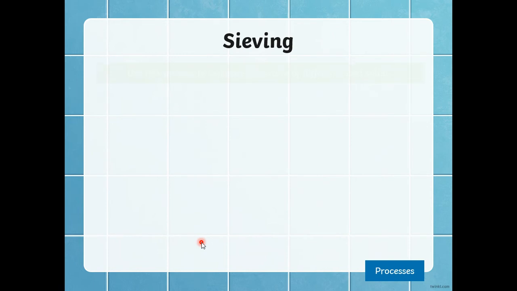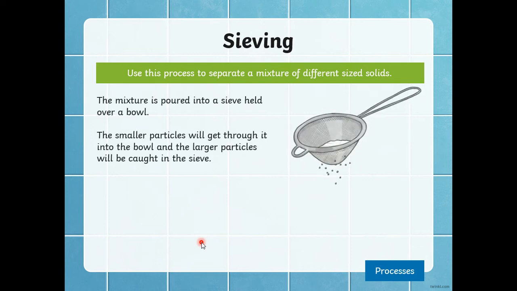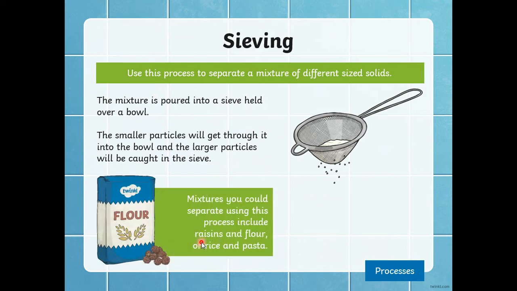All right, next up is sieving. We use this process to separate a mixture of different sized solids. So what do we mean? Let's say, for example, we have a mixture of rice and pasta. They're telling us that mixtures you could separate using this process include raisins and flour or rice and pasta. All right, and that makes sense.